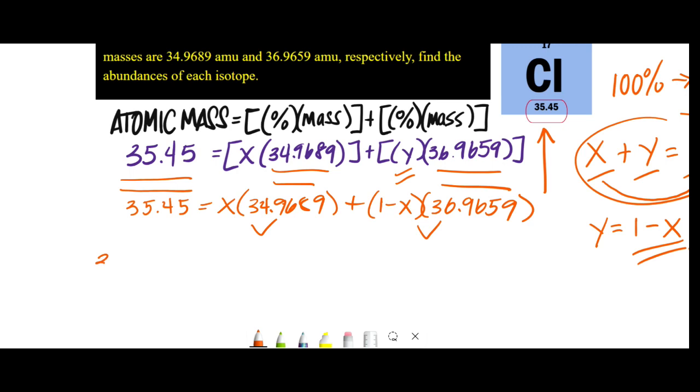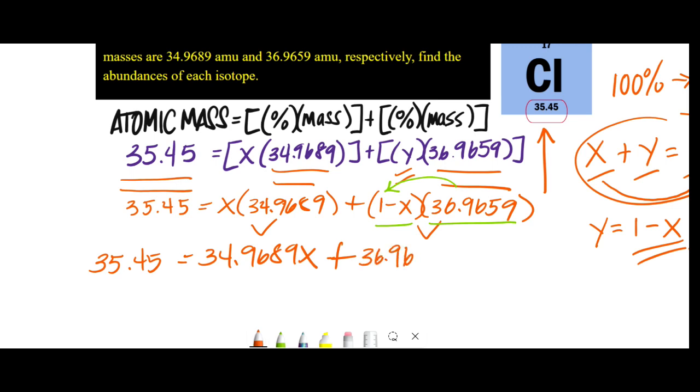So I'm going to have 35.45 is equal to 34.9689x plus, now this gets a little bit tricky for some people. You have to remember when you're multiplying a number by an expression that's next to it, you've got to distribute the number to both parts of the expression. So I have to multiply 36.9659 by the number 1, which would just give me 36.9659.